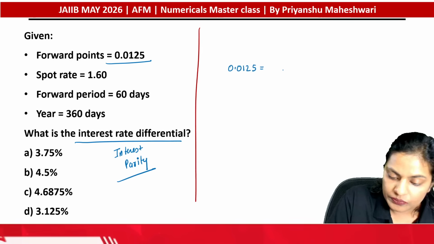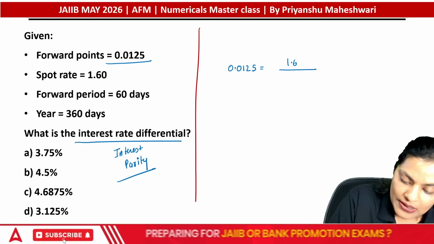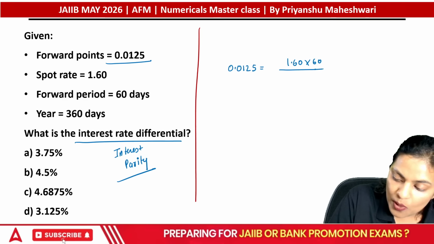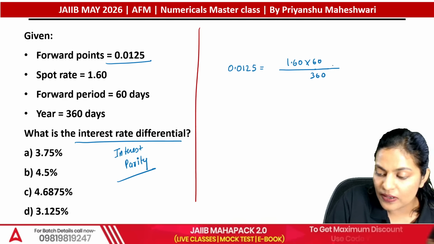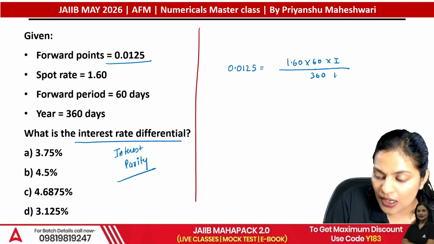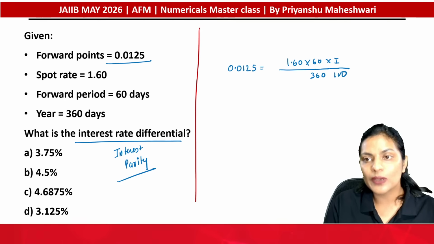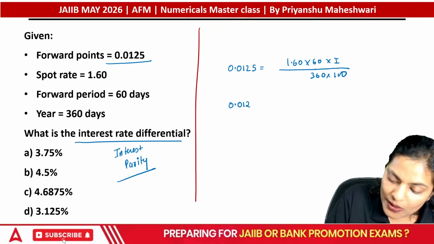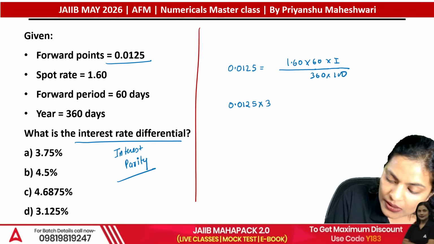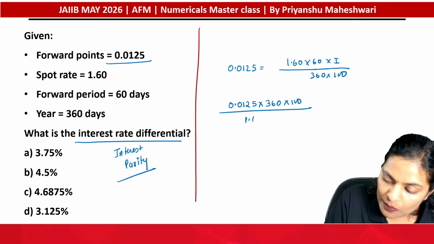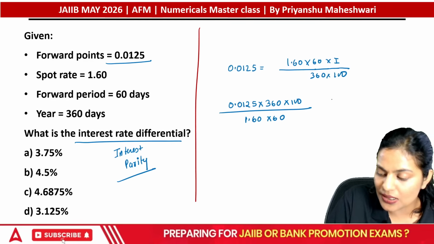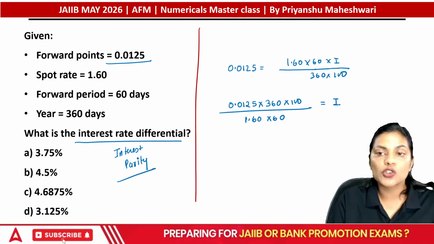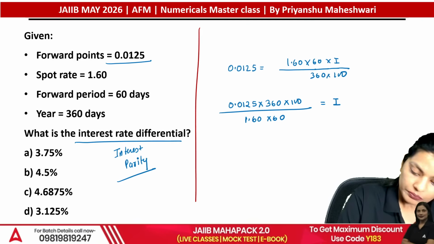0.0125. Spot rate is 1.60. 60 upon 360, but the rate of interest is missing. I upon 100. Right? So that you can keep it as X. So, 0.0125 into 360 into 100 upon 1.60 into 60 will give you interest rate differential or interest parity.